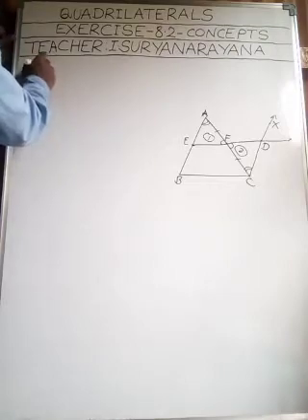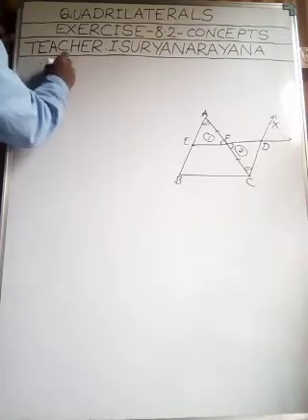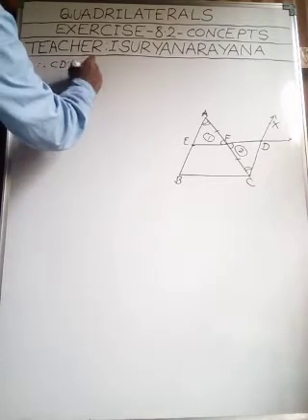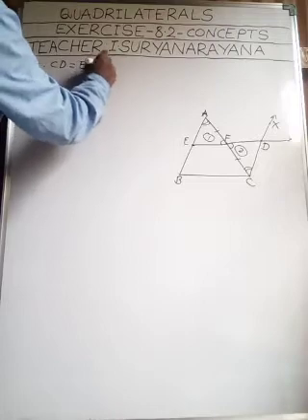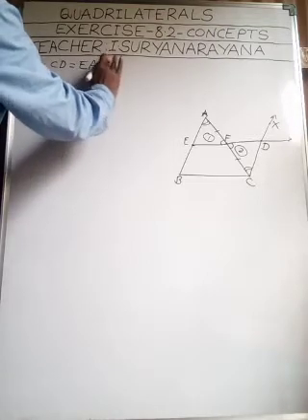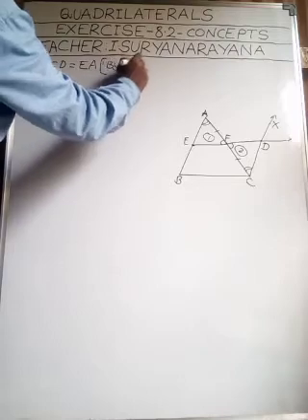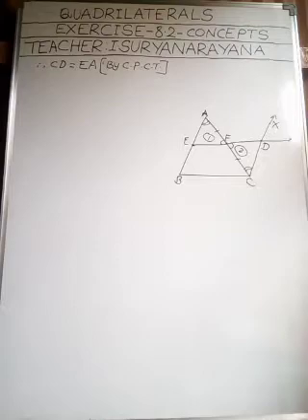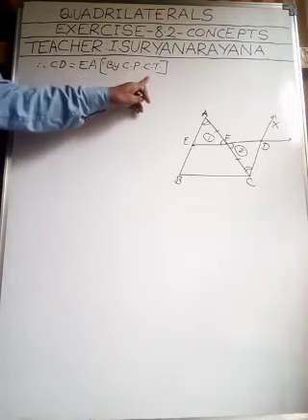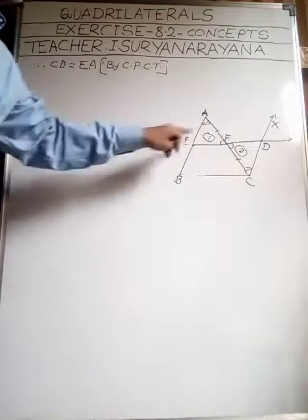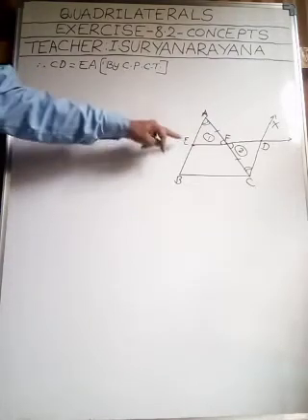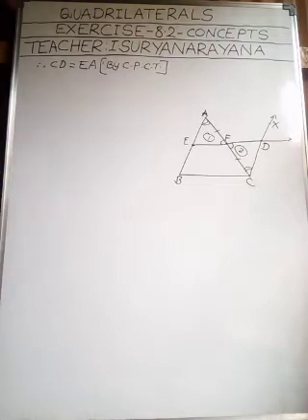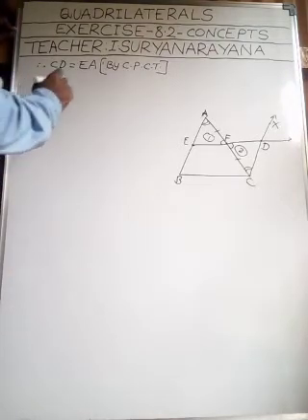Yes or no? Therefore, CD is equal to AE or EA by CPCT. By corresponding parts of congruent triangles, CD is equal to EA. But here EA is equal to EB because E is the midpoint of AB. Isn't it or not, my children?